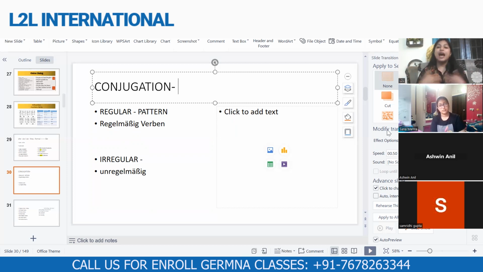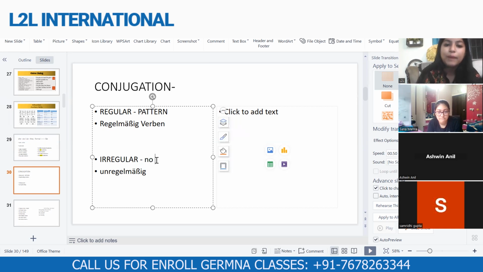For example, in English we say I eat, but she eats. They eat, right? So we add this S with singular, and with plural we don't. Normally in German, the word spelling changes. How the spelling changes depends upon regular and irregular. For regular verbs, you will have a particular pattern which you have to learn. For irregular verbs, there will be no pattern. You have to learn the conjugation of all those verbs.